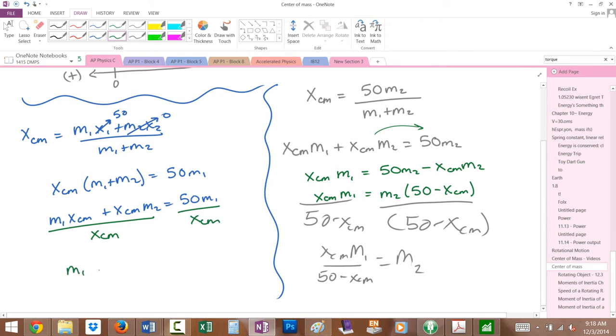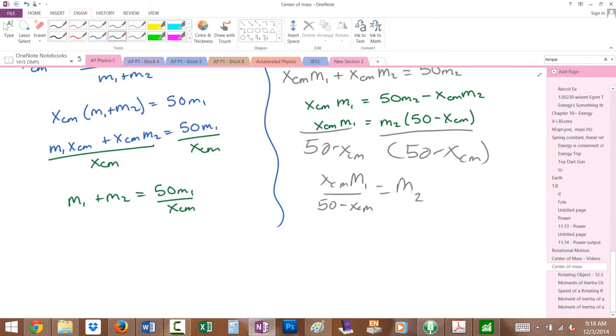So this is m1 equals... oops. Wait, hold on, what did I do wrong? You carried the m2. Never mind. No, I'm okay. Right, so this is m1 plus m2 equals 50 m1 over xcm. So I said m2 is equal to 50 m1 over xcm minus m1. There we go. Moral of the story, m1. That was clean. Is that better?